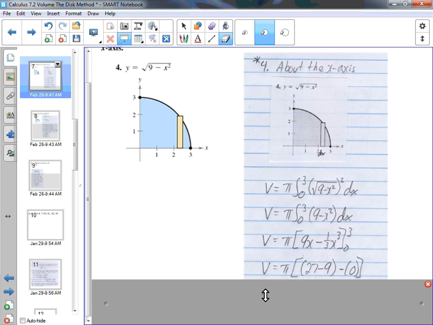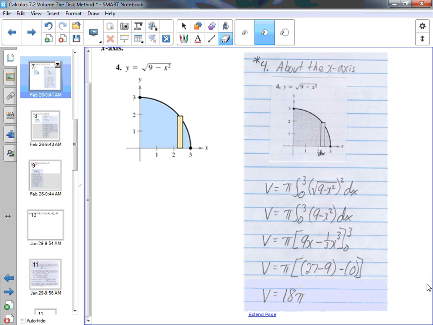So 9 times 3 is 27. 3 cubed is 27, but negative 1/3 times 27 is a negative 9. So 27 minus 9, minus 9 is what I get when I evaluate for 3. Minus sign, evaluate for 0. Well, 9 times 0 is 0. 0 cubed is 0. Negative 1/3 times 0 is 0. 0 minus 0 is 0. Well, 27 minus 9 is 18. So pi times 18, 18 pi.